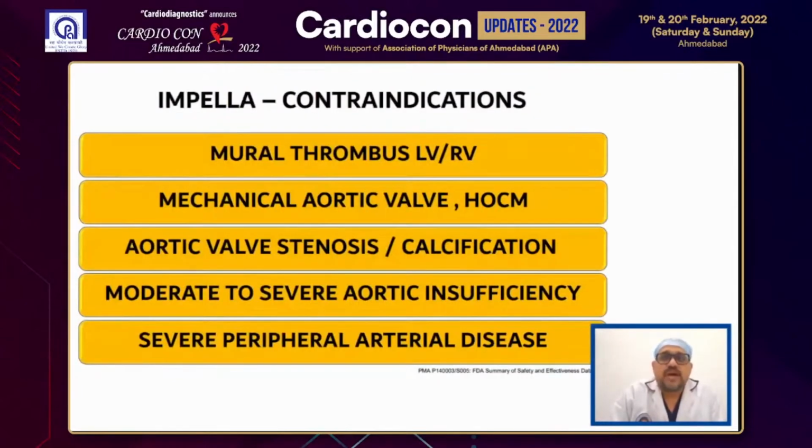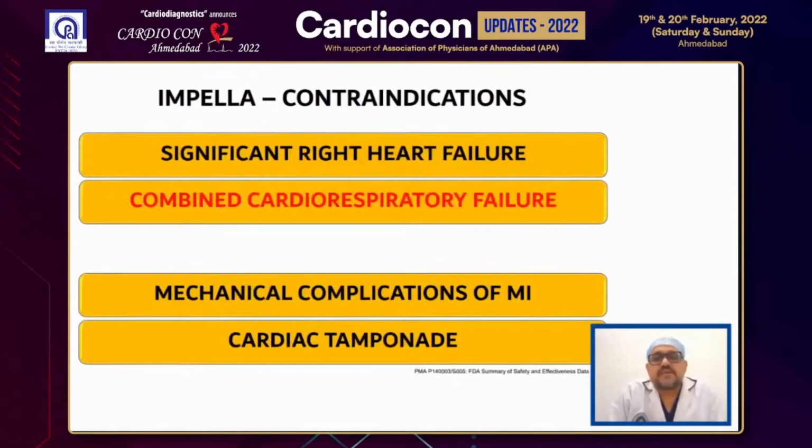We all know Impella has certain contraindications like mural thrombus in the LV or RV, mechanical aortic valve, HOCM, aortic valve stenosis or calcifications, moderate to severe AI, severe PVD, significant RV failure, combined cardiorespiratory failure, and certain mechanical complications of MI as well as cardiac tamponade.